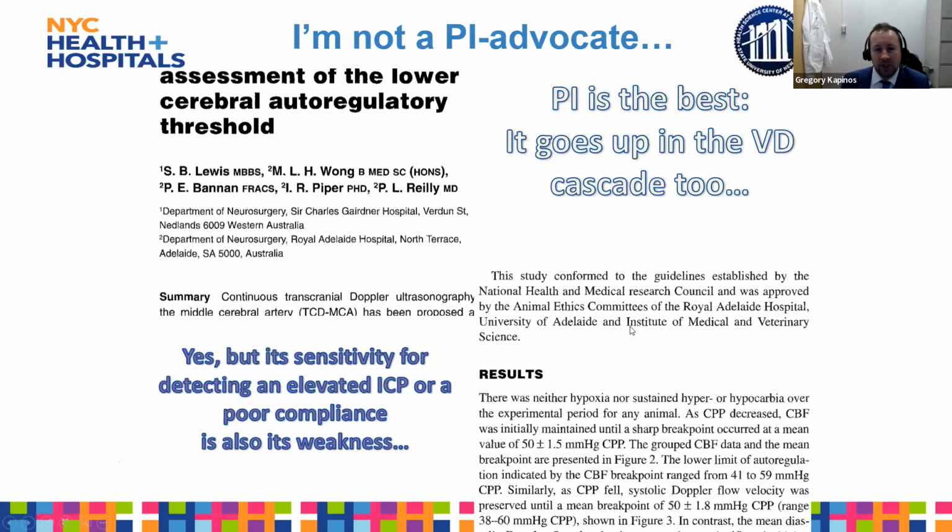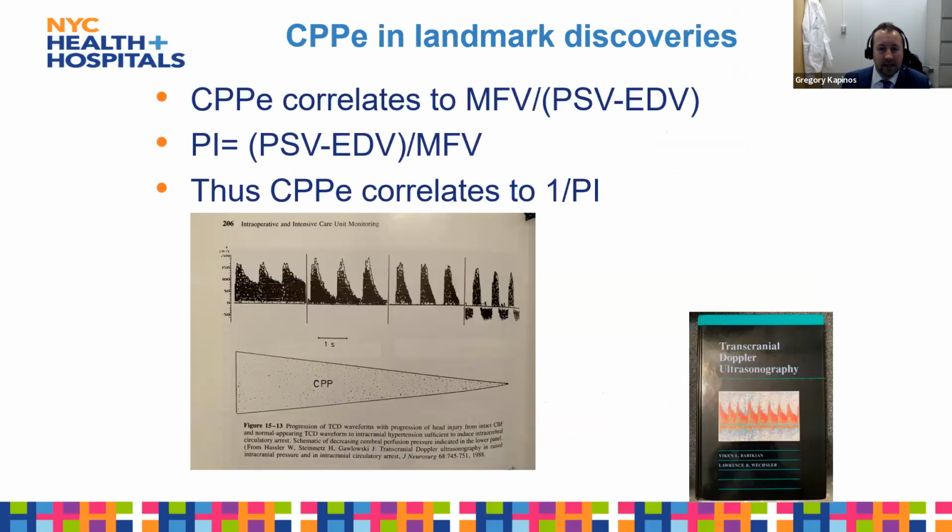So which parameter on TCDs will tell you really what is going on with the CPP? The PI is high for both the ICP going up or the CPP being too low. And many people have said that is why we love the PI, because the pulsatility index of Gosling will go up also in the vasodilatory cascade. That is true, but its sensitivity to detect an ICP elevation is not that great overall, because it's detecting it once you're in the middle of the vasodilatory cascade.